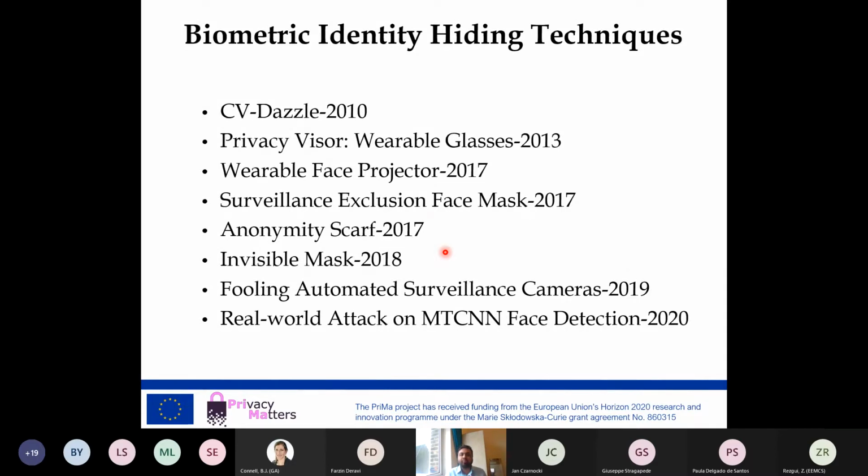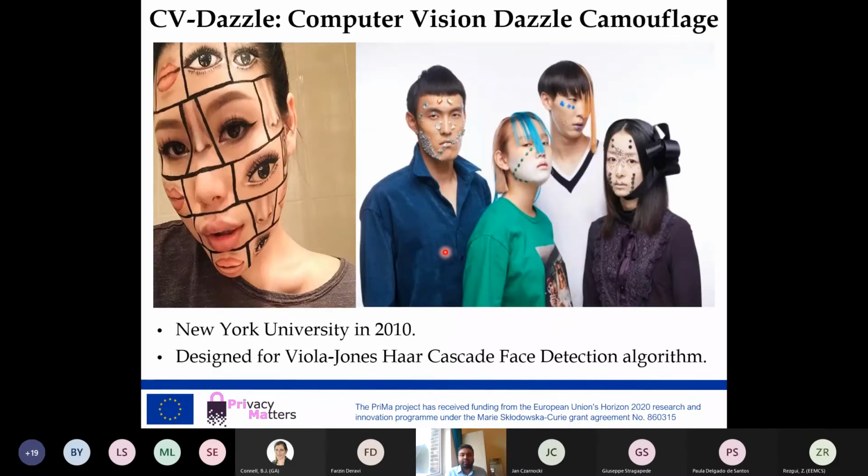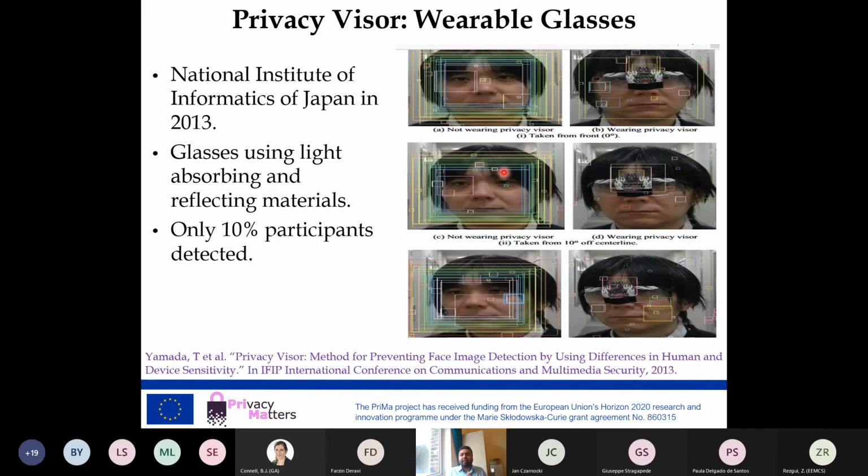Recently we have seen different kinds of biometric identity hiding techniques. We're going to share some popular identity hiding techniques which have already been done. Here we can see one that is a little bit older, but it was popular. It was proposed by New York University researchers in 2010. They used different kinds of makeup to protect themselves from surveillance cameras or identity recognition cameras. This method was designed against a single facial detection algorithm.